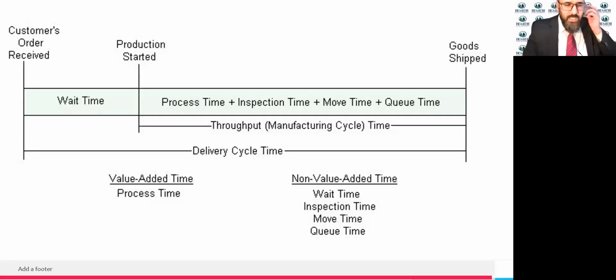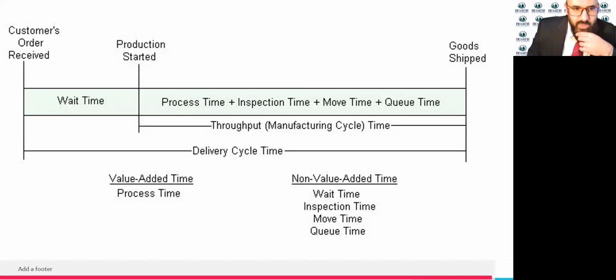All right, so here is the chart that will show you the difference between the different times. Let's take a look at the cycle time. The cycle time includes the wait time. This is where the customer order is received. Here's where we start producing it, and here's where we ship it. So the order waited for a little bit, then we did the process time, including the inspection time, move time, and the queue time. This is called the throughput time. And then the delivery time is right here, the delivery cycle time.